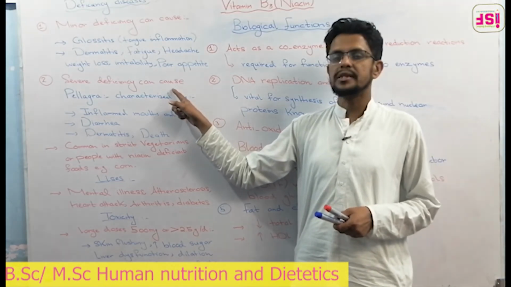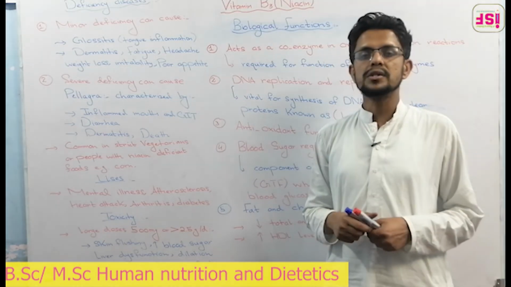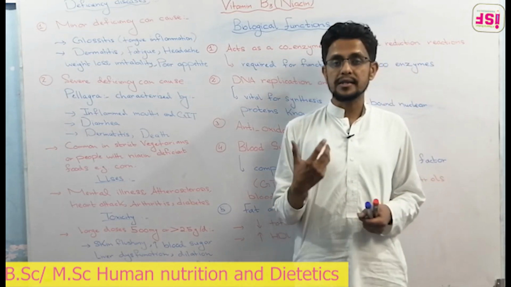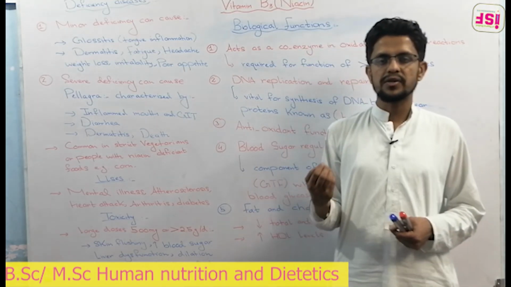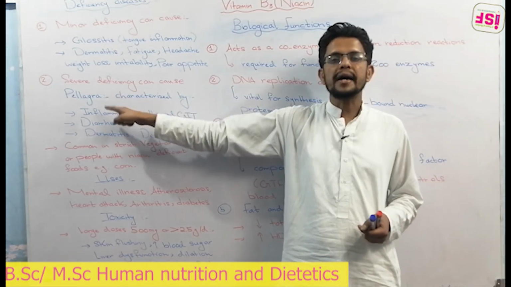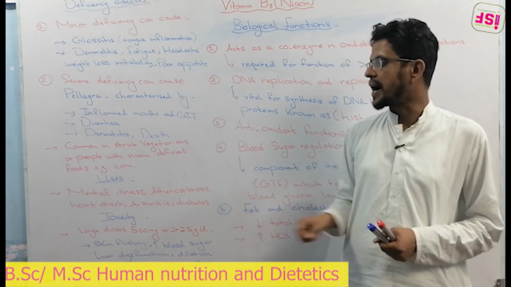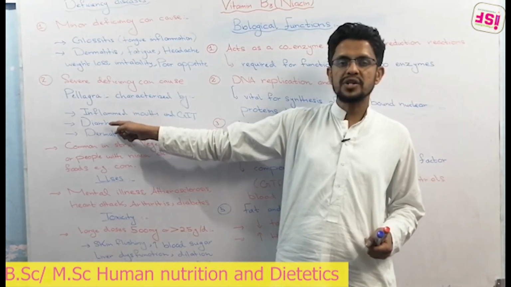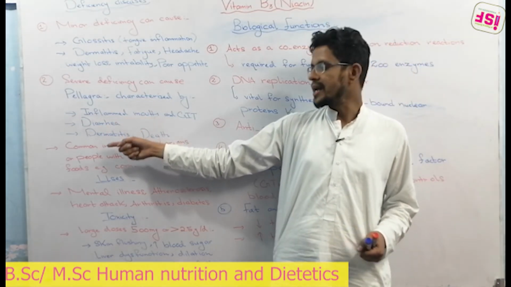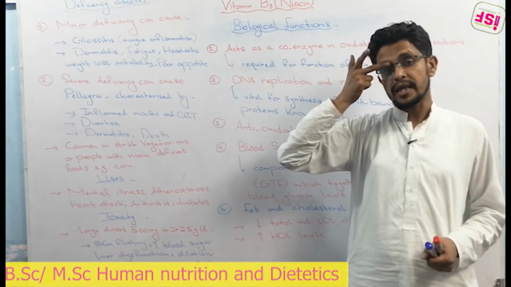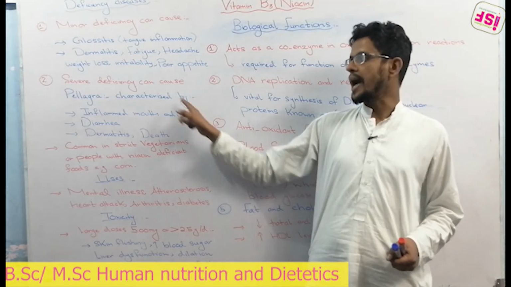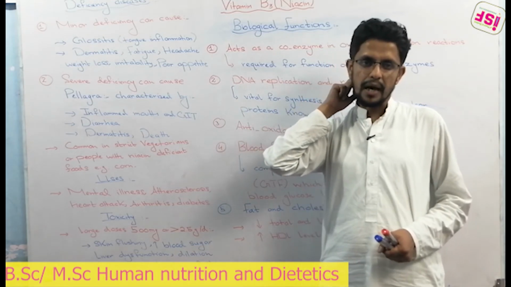The severe deficiency can cause the disease which is known as pellagra. If somebody asks you what is the deficiency disease of vitamin B3, simply you can say pellagra. Pellagra is basically characterized by all of these: inflammation of the mouth and gastrointestinal tract, diarrhea, dermatitis, and in some cases there may be death. So these four factors characterize pellagra.